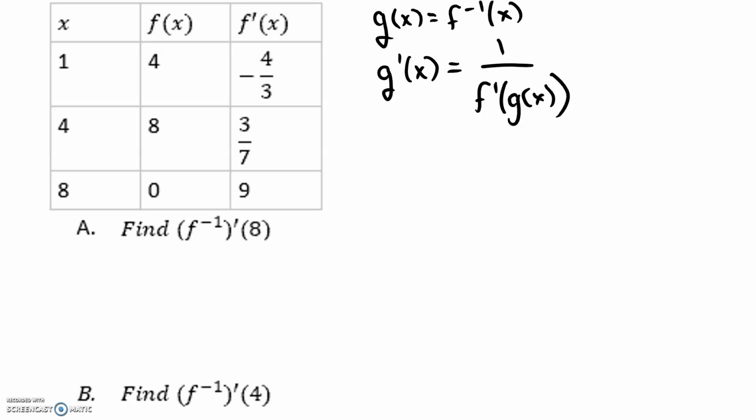So I've got the inverse, all right, at 8. So alternate way of writing this, g prime of 8, because I was told that g is my inverse. So both of these are equivalent. Those are the same. All right, so let's go ahead and write it out. We've got 1 over f prime, all right, and we can either use g of 8 or f inverse, all right?